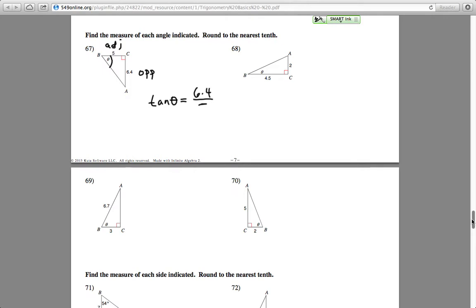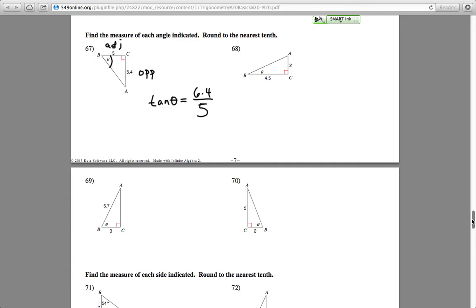6.4 divided by 5. Now, you probably don't remember how to do this. If I want to do this in degrees, your calculators must be in degrees. You have to go to mode, M-O-D-E, and convert it to degrees. Make sure your calculator's in degrees. Say it with me. Make sure my calculator's in what? Degrees. All right.